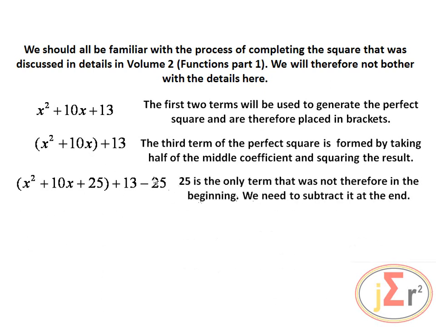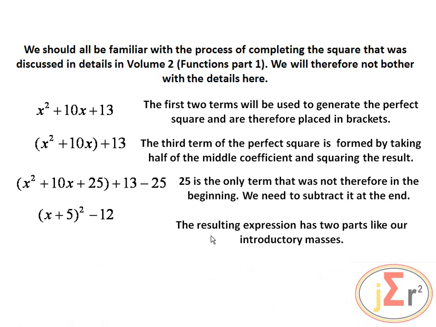Notice that everything that we have here has some representation above. This 25 is a newcomer and was not there before. We therefore need to get rid of the 25 from the entire expression by subtracting 25 in the end. Now this is the perfect square that we have inside the bracket, and that is equal to x plus 5 all squared. And the constant values we have here, 13 minus 25, is equal to negative 12.